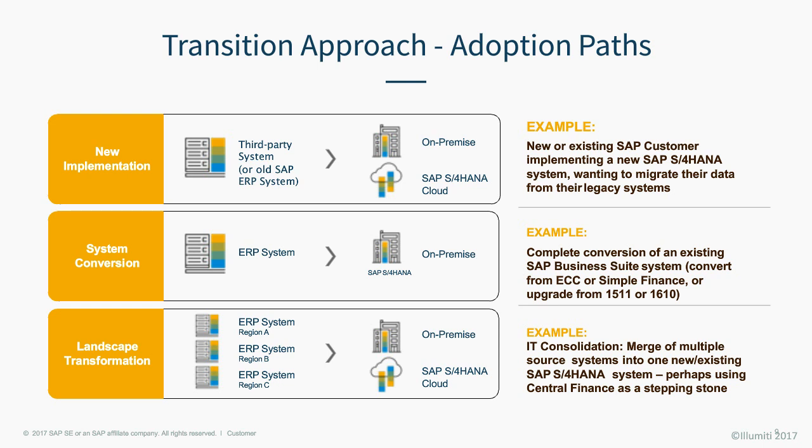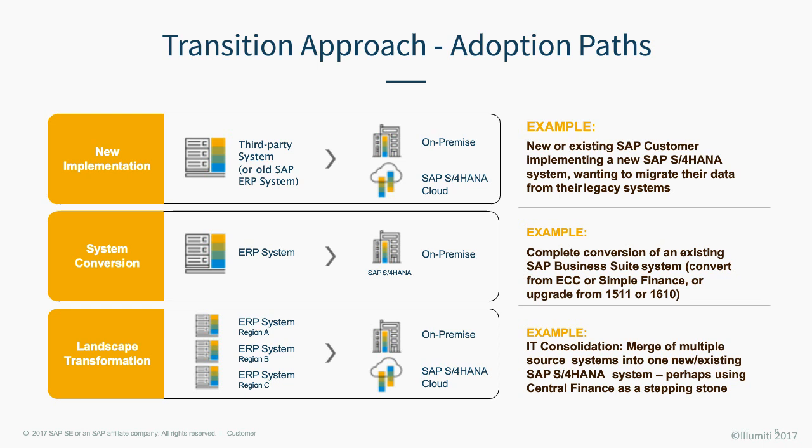Or it could be S4HANA 1511 that you now want to take to the latest and greatest, or 1610 for that matter, right? So the system conversion actually becomes more of an upgrade, which I've kind of mentioned in my text there, when you're moving from 1511 or 1610 to the latest and greatest. So it's far less of a conversion at that point than if you're moving from ECC, because there you still have to inherit all of those simplifications that come with S4.